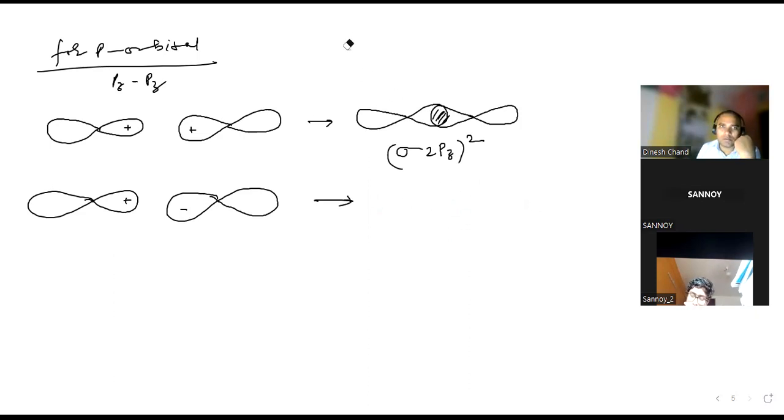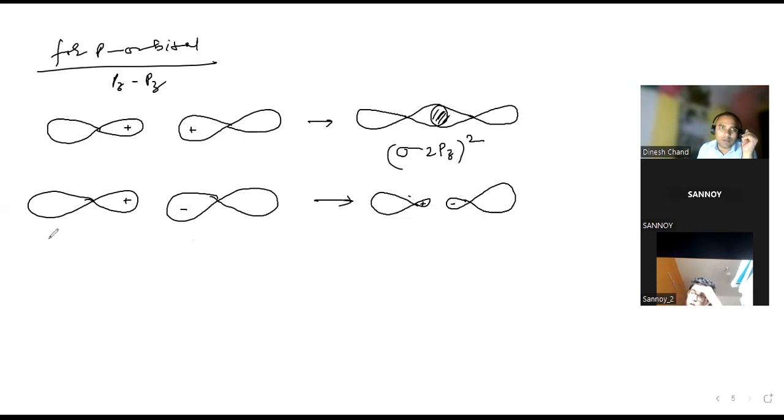Here one lobe is going to be smaller. Let me draw again. This one: one lobe is going to be smaller, another lobe is going to be larger. Sir, why is this one getting smaller? After combining, they mix. Due to mixing, this is happening. So one is going to be plus here, and another is going to be minus. The plus and minus are not charges. This is the phase of the wave.